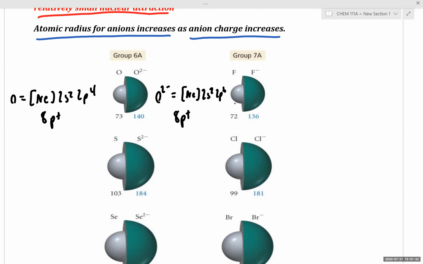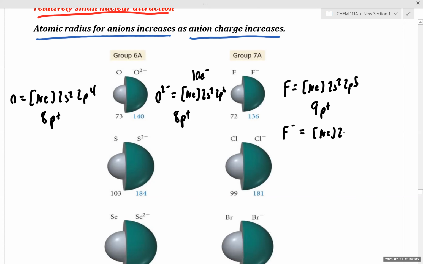This effect is more pronounced when we have a larger charge because our relative number of electrons to protons becomes even more lopsided. So if we compare fluorine, which is neon 2s2 2p5, we notice fluorine has 9 protons. That's why fluorine is naturally, in the neutral state, smaller than oxygen. If we think about F minus, it has the configuration of neon 2s2 2p6.